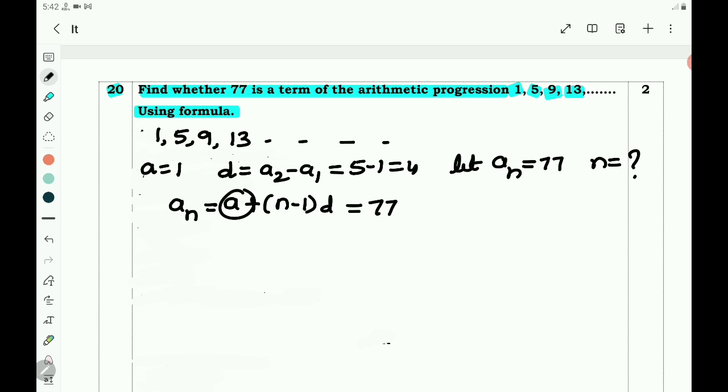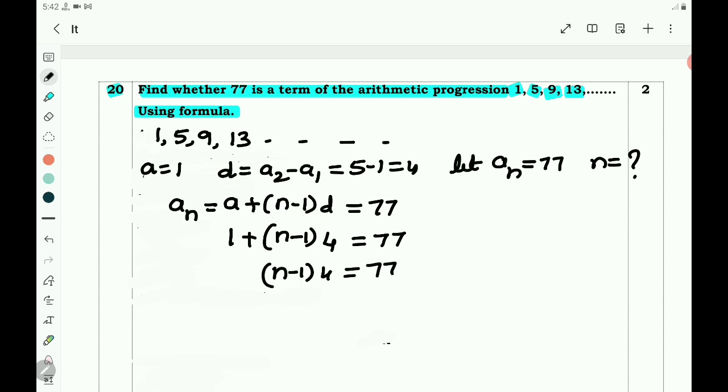Then what is the value of a? a is 1. 1 plus n is to be found out, you write n only. n minus 1. d is 4. 4 equals 77. Now you transfer this 1 to the RHS. Write n minus 1 into 4 in the LHS. n minus 1 into 4 equals 77 minus 1, is 76.